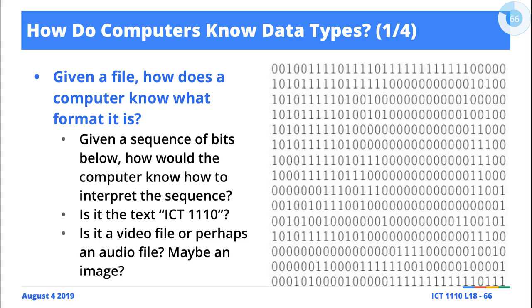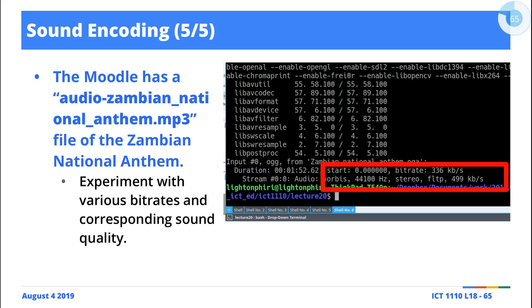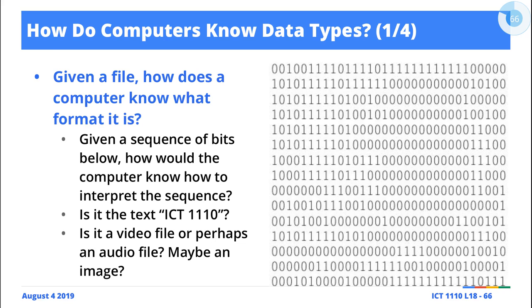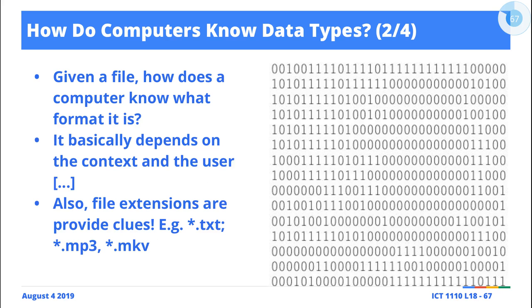Okay, so the question now is, now that we know how computers encode data, sound, text, video, everything else, how does a computer get to know what sort of data it's working with? How does a computer know that this is an image? If you have this stream of ones and zeros, how will a computer know that this is an image or text? Because this could be anything. As far as the computer is concerned, it's just going to see a continuous stream of ones and zeros. It could be text, it could be voice, sound, it could be video, it could be an image.